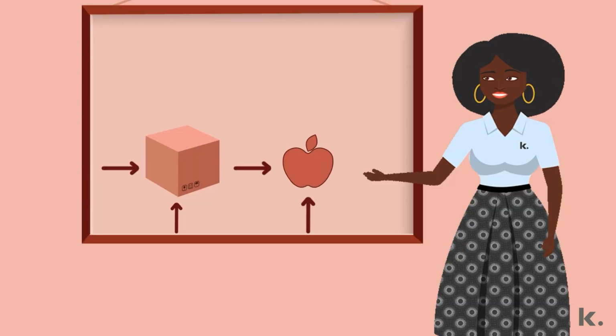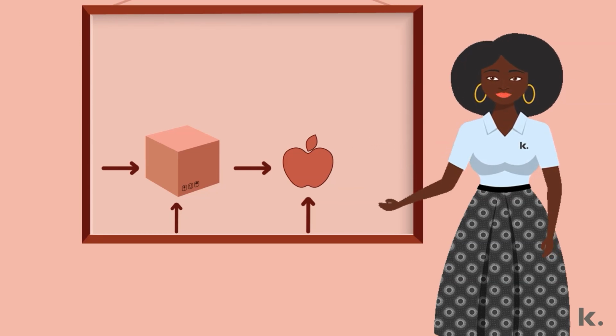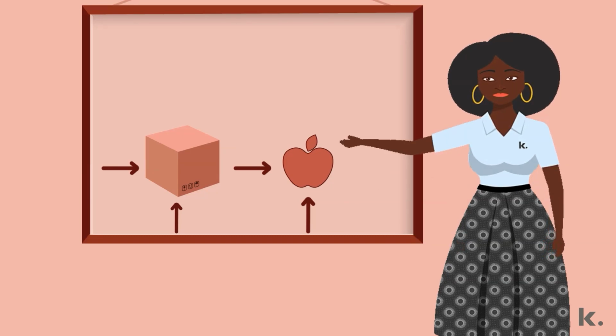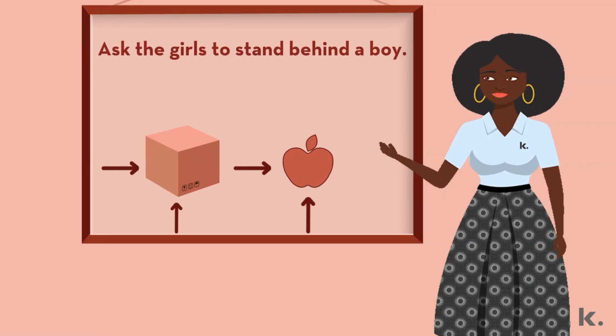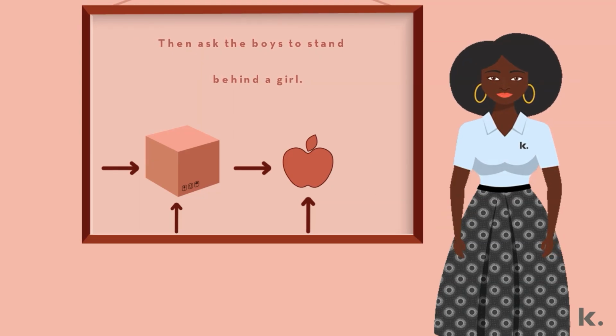Have the children seated in the area where you will deliver the lesson. Provide a quick recap of the previous lesson's vocabulary of behind and in front of by asking the children to put their hands behind them and then in front of them. Ask the girls to stand behind a boy. Then ask the boys to stand behind a girl.